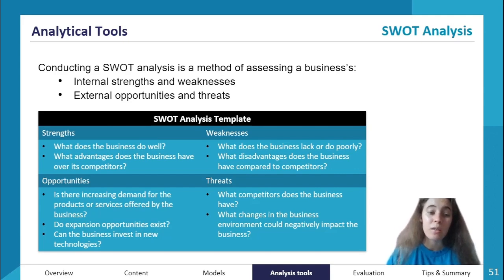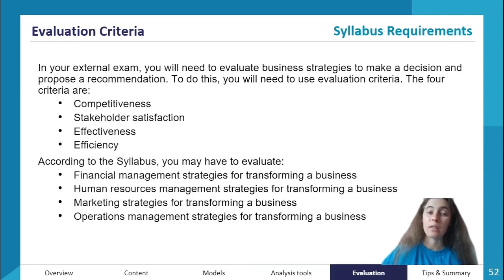Opportunities: where can the business go? What opportunities exist for expansion or investment? Is there increasing demand for services or products that the business can tap into? And then threats. This usually revolves around competitors, but it can also be about the business environment and what's happening there. So those macro environmental factors that can influence a business.